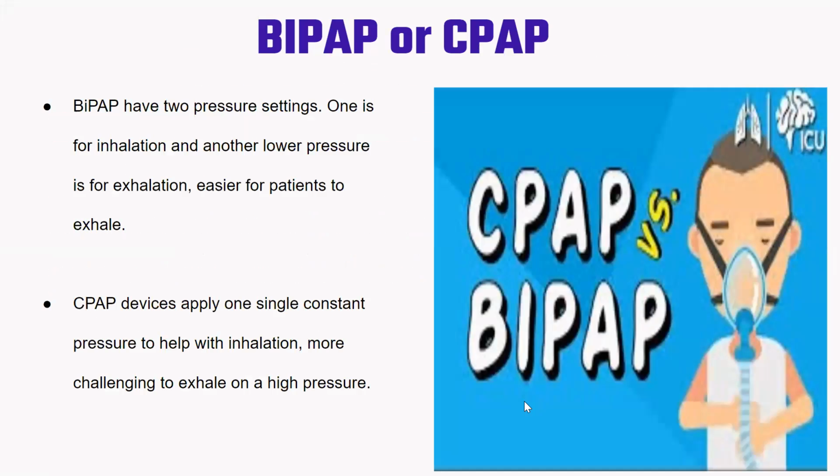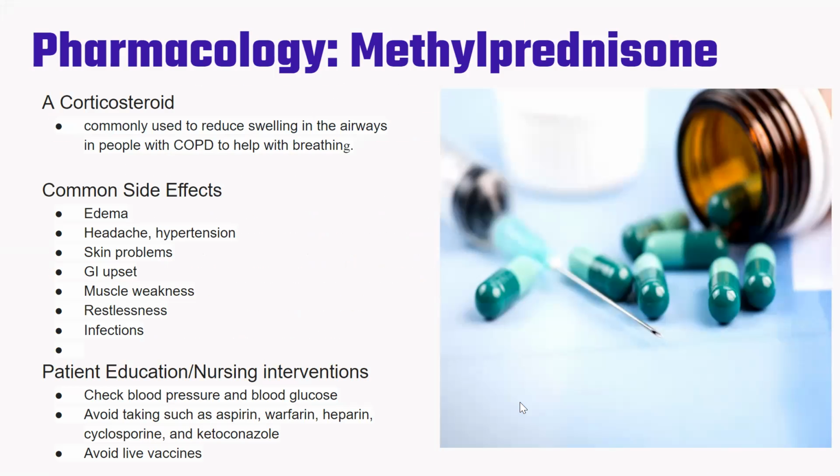The medication ordered by the doctor is a corticosteroid. It's commonly used in patients with COPD. It works by reducing inflammation in the airways to help with breathing. Common side effects of the medication include edema, hypertension, headache, skin problems, GI upset, muscle weakness, restlessness, and infections.